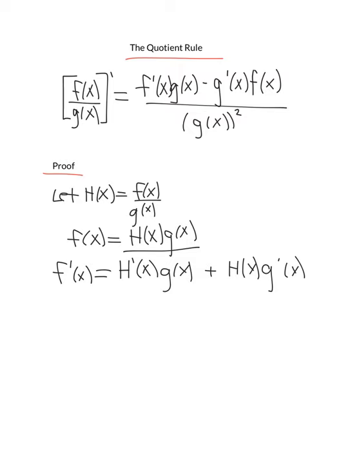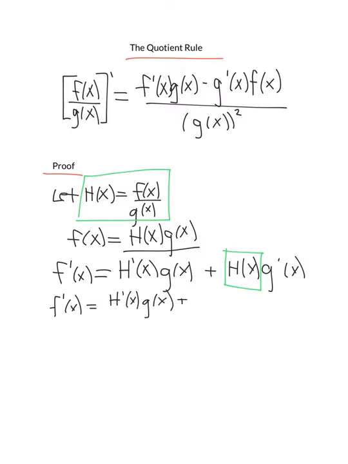Now I'm just going to use a different color here. Remember, I do know that h of x is equal to f of x over g of x, so I am able to replace that in this line. So I'm going to say f prime of x is equal to h prime of x times g of x plus f of x over g of x times g prime of x.